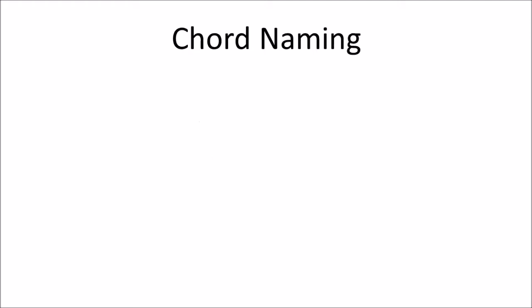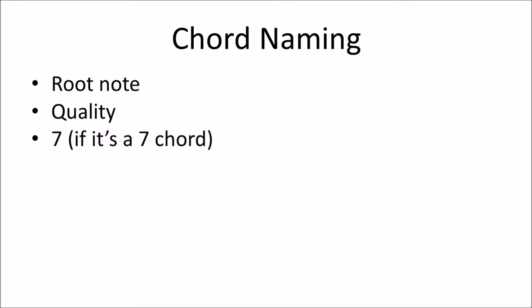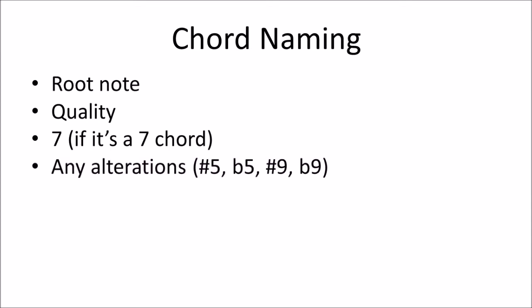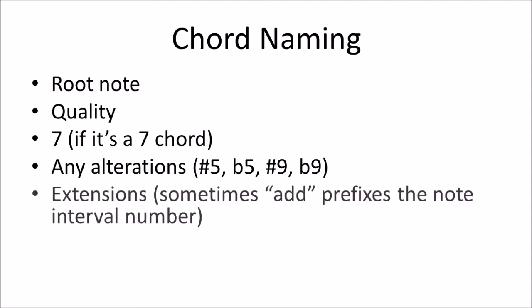So now I also want to discuss how chords are named. It's pretty self-explanatory. It goes like this: root note, the quality. Dominant chords sometimes omit the word dominant. 7, if it's a 7th chord. Dominant 7 chord will just be a C7. And then any alterations, such as sharp or flat 5ths or 9ths. And then the highest extensions played, and sometimes the word add is also used in the label.